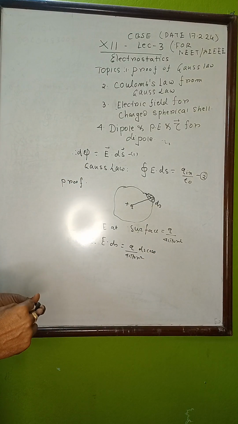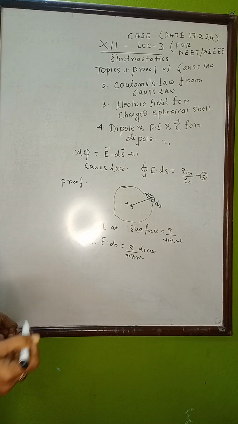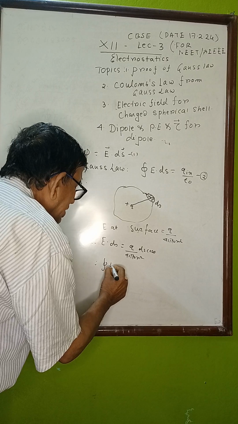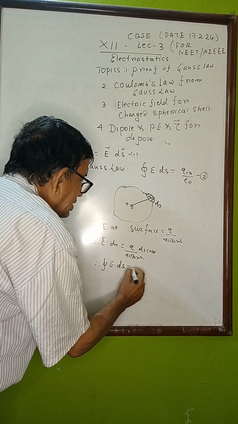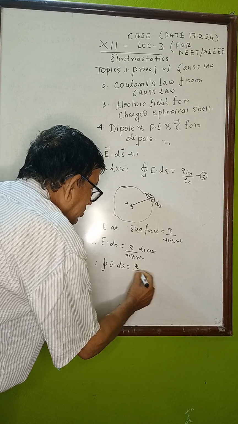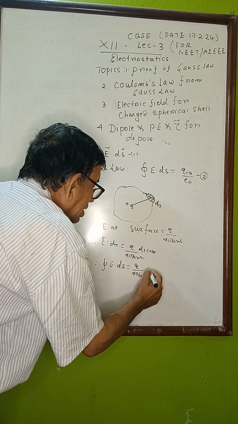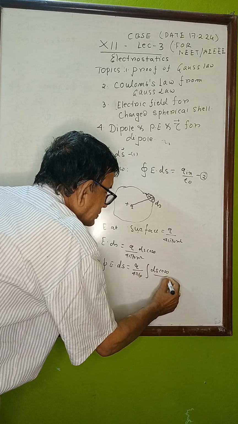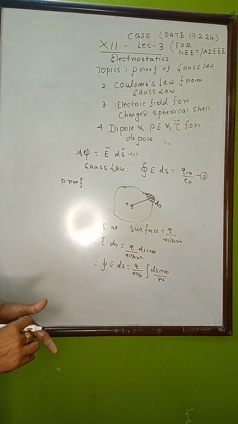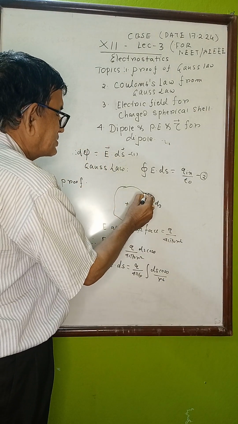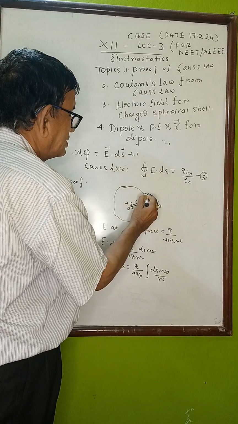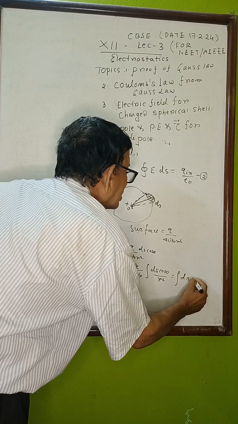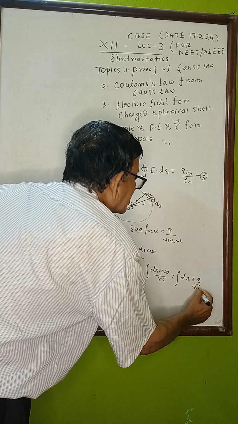Now if you take total flux, integral of E dot ds, then you are getting Q by 4 pi epsilon naught times the integral of ds cos theta by r square. That is the solid angle produced by the surface at the point O where the charge is placed. This is the solid angle d omega, into Q by 4 pi epsilon naught.